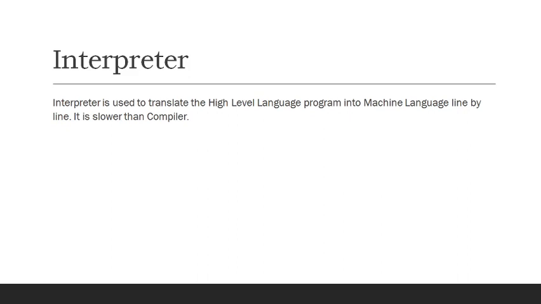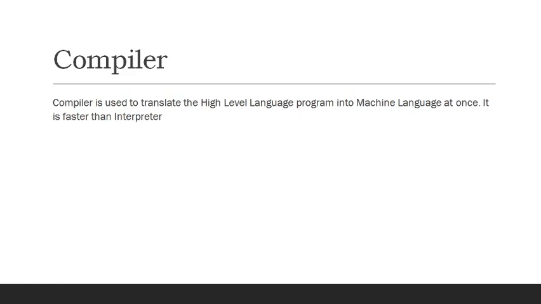Interpreter is used to translate high level language to machine level language line by line. It is slower than compiler. Compiler is used to translate high level language to machine language at once. It is faster than interpreter.